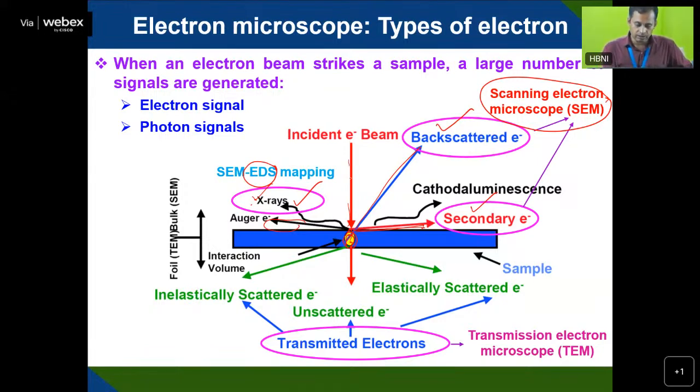If that electron is transmitted through the matter, you can get a transmitted electron. The transmitted electron is used in the transmission electron microscope to see the shape and size of smaller objects, of the size of 10 to 100 nanometers or much lower than that.